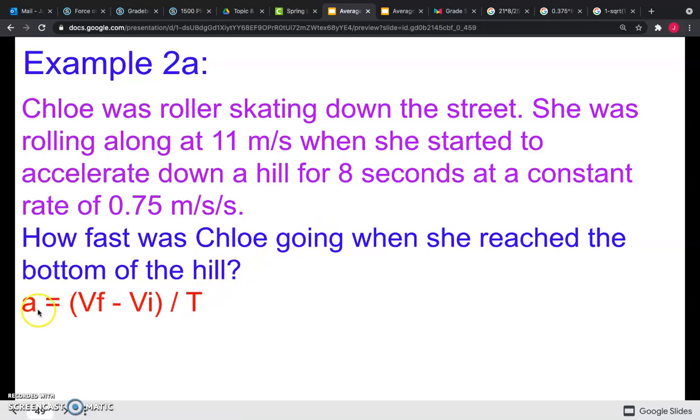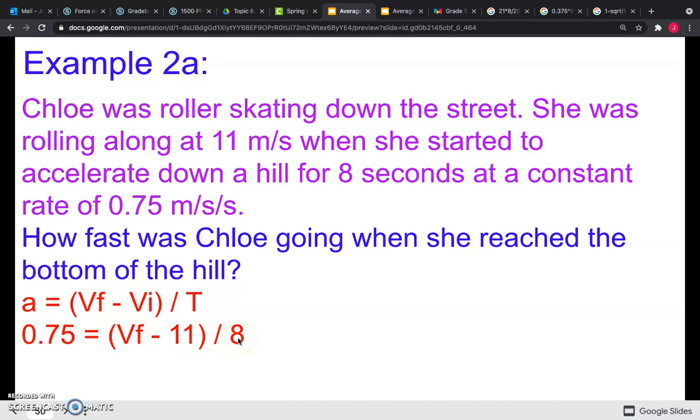So we're going to use the formula from our last lesson: acceleration equals v final minus v initial divided by t. Let's identify what we know. We know her initial velocity, that's 11 meters per second. We know the time, that was 8 seconds. And we know her acceleration, that's 0.75 meters per second per second. So we're going to solve for v final. The acceleration is 0.75, v initial is 11, and the time was 8.